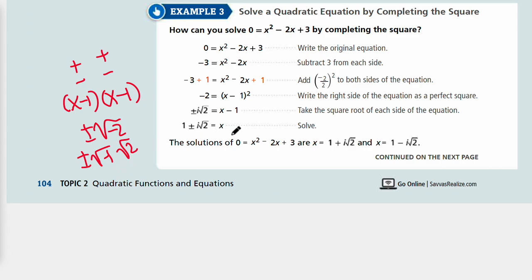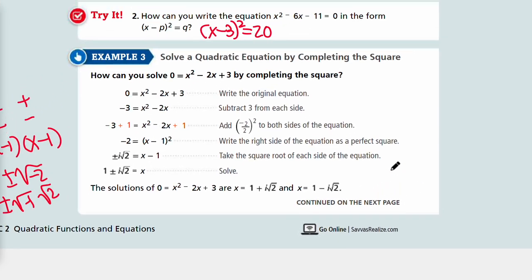So that's it. Your x is going to be 1 plus or minus i square root of 2, because you have to solve for x. You're going to add 1 on both sides, so then you have a complex number, 1 plus i square root 2 and 1 minus i square root 2 as the two solutions for this quadratic equation. All right, so this is how you solve a quadratic equation by completing the square.